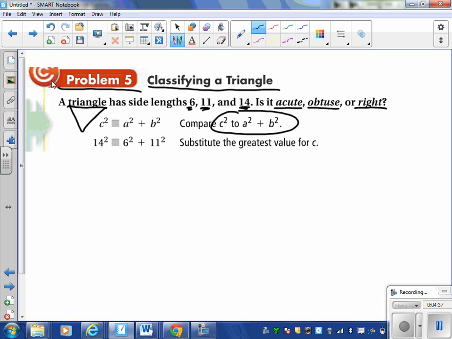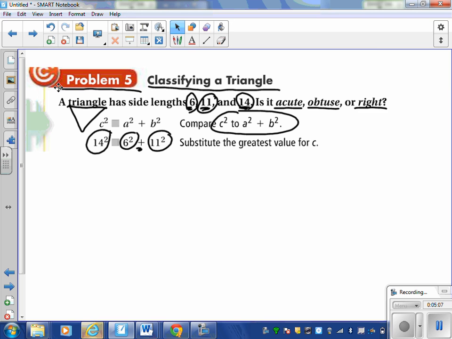So, if we take that triangle and input the sides where they belong, we're going to take side 14, which is the biggest side. That is our hypotenuse. We're going to take 14 squared and set it on the other side with side 6 squared plus side 11 squared. So let's put that in our calculator and see what we get. Ready?